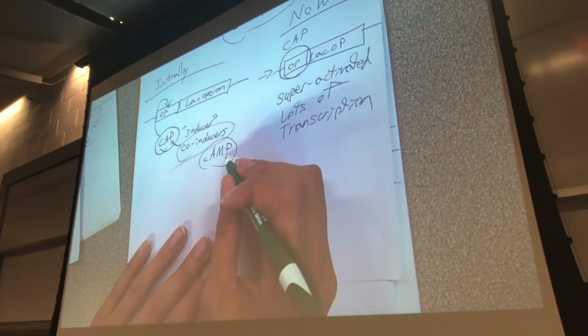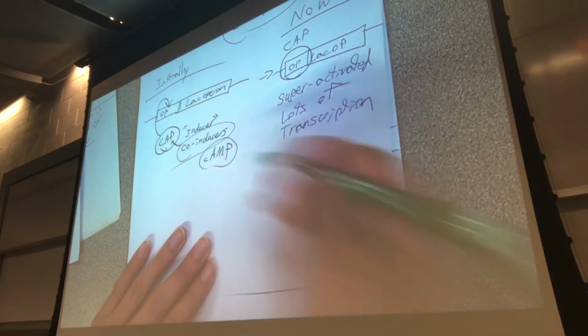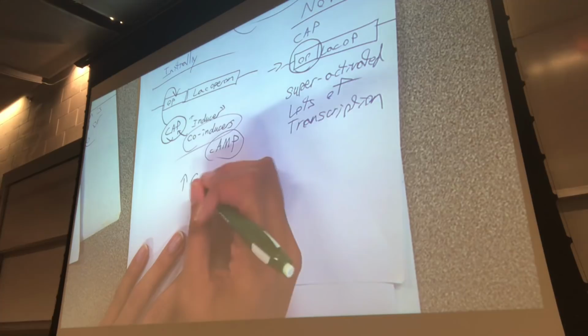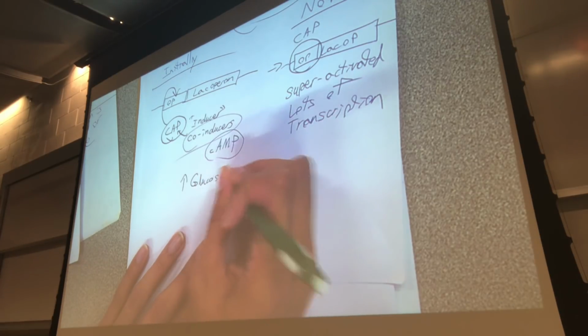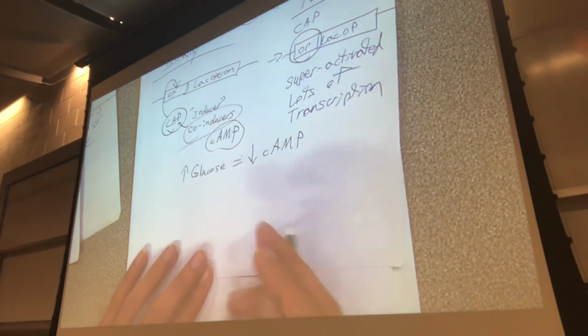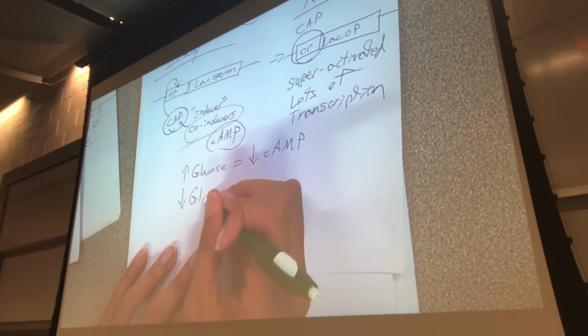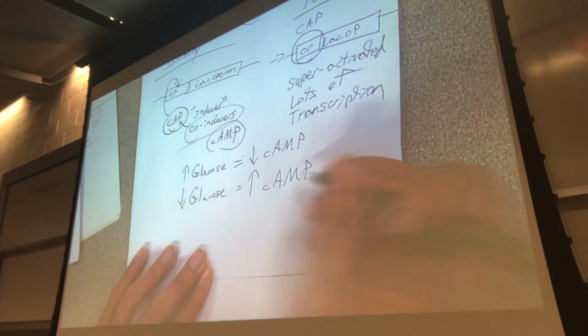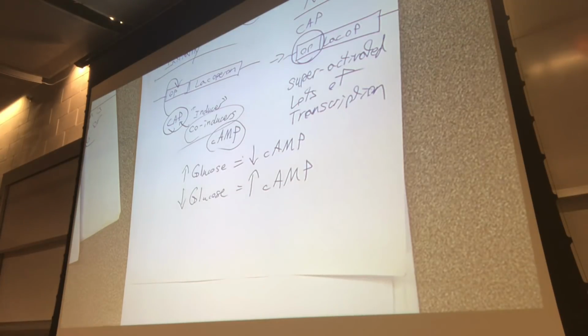The level of cyclic AMP is inversely proportional to how much glucose there is, meaning if there's a lot of glucose in your environment, this means there's not a lot of cyclic AMP. And if there isn't a lot of glucose in your environment, this means there's lots of cyclic AMP. Okay? A critical thing to know if you're studying for the MCAT is the energy state in your cells. Why do I know that if there's not a lot of glucose, it means there's a lot of cyclic AMP?